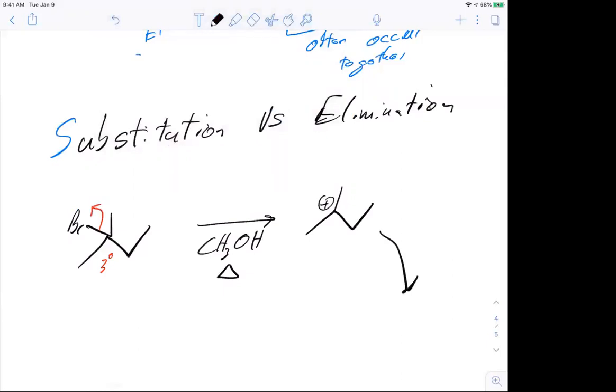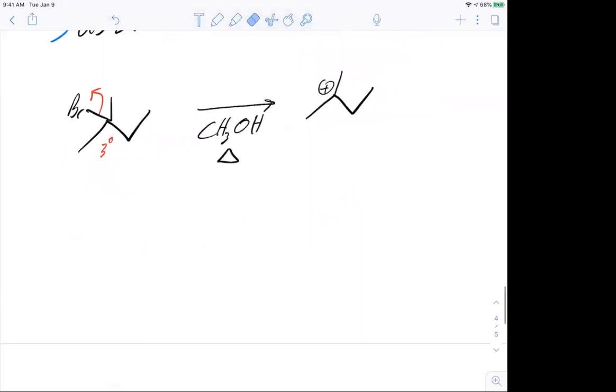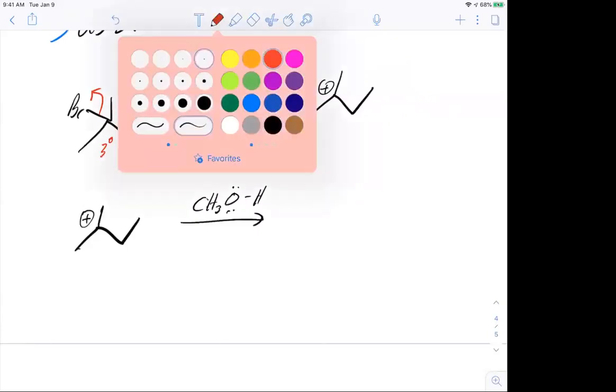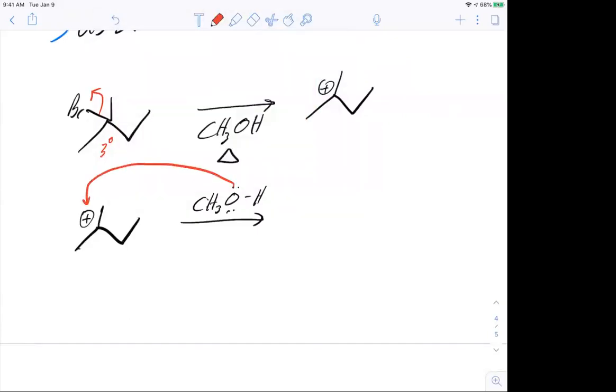And then we have a couple of things that could occur. Actually, so we don't get all confused on that, let's just move this down and look at those separately. So once we form that carbocation, my solvent, which is a nucleophile, but not a great nucleophile, can come in here and react with the carbocation to give me an SN1 style product.